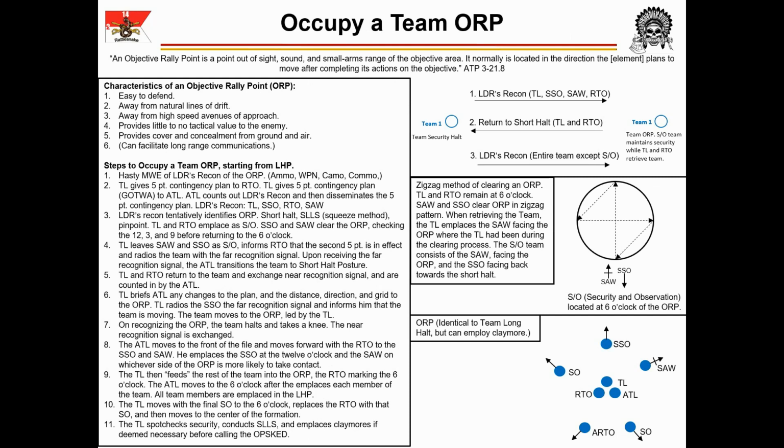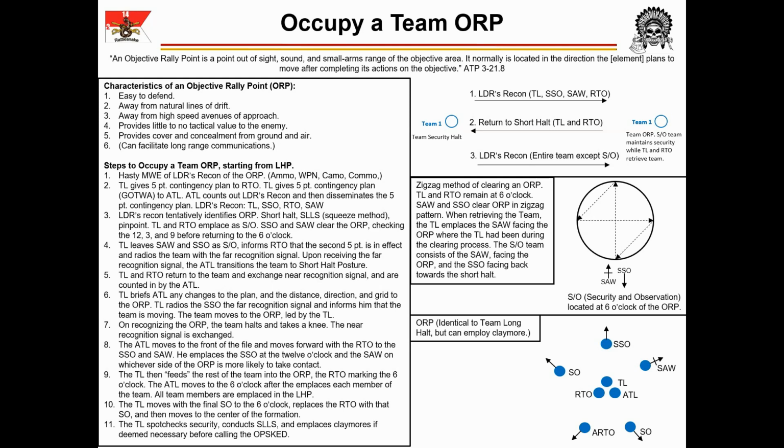This 5-point has the same format as all other 5-point contingency plans, but will naturally involve different content, especially with regards to actions on contact. The leader's reconnaissance departs after the 5 points are confirmed with the team leader to the ATL and the SSO, respectively. The ATL counts the leader's reconnaissance out of the halt and then disseminates the 5-point to the members of the team occupying the halt.